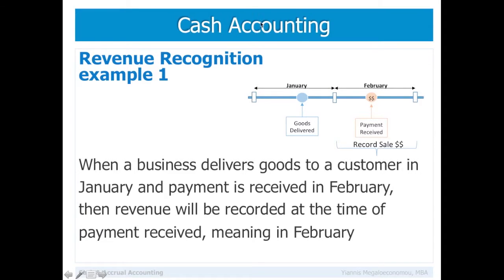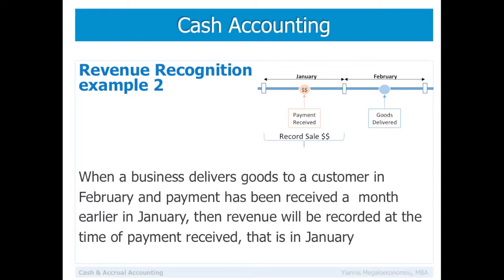So according to the cash accounting method, for this transaction of delivery of goods, this type of business, since it uses the cash accounting method, will record its sales revenue at the time that payment has been received from the customer. That means that payment received is in February. Therefore, as you can see here, we're going to record the sale in February. So this is one example to see how a revenue is recognized by using the cash accounting method.